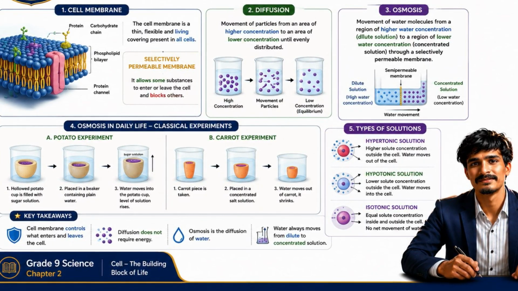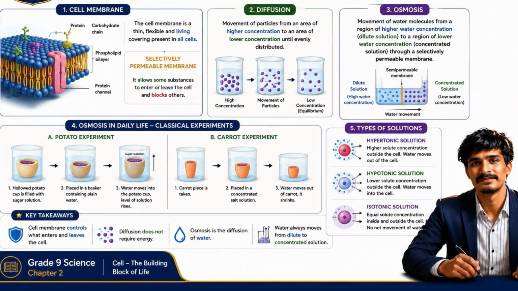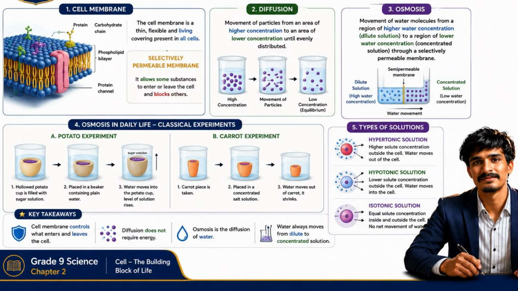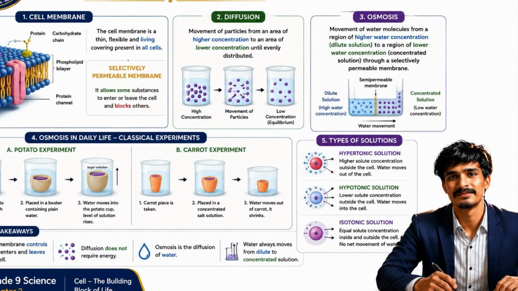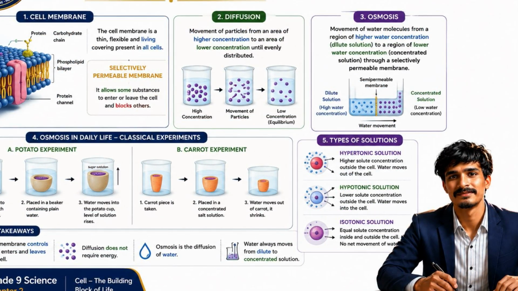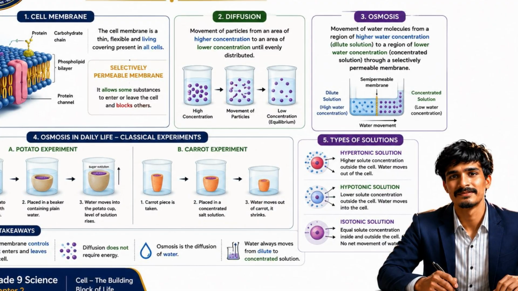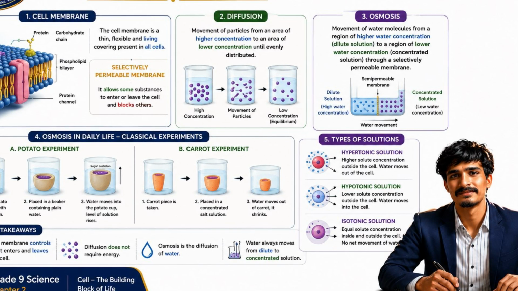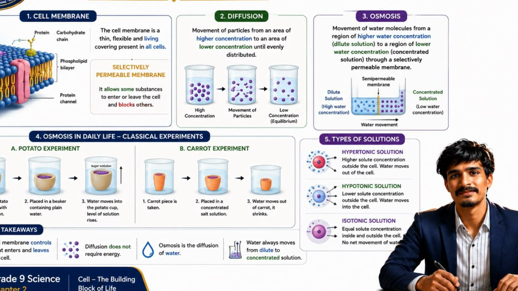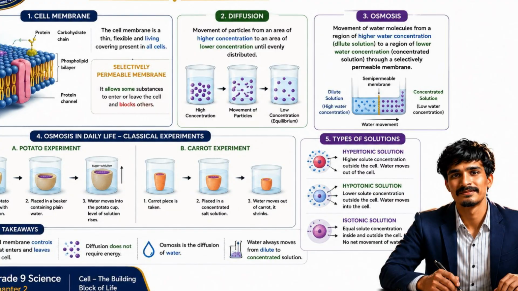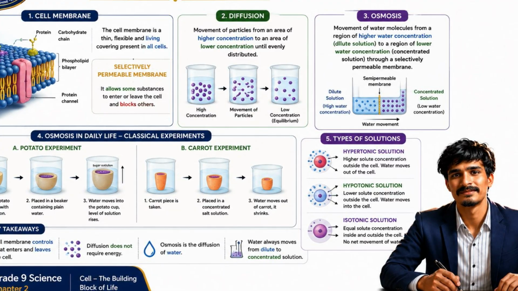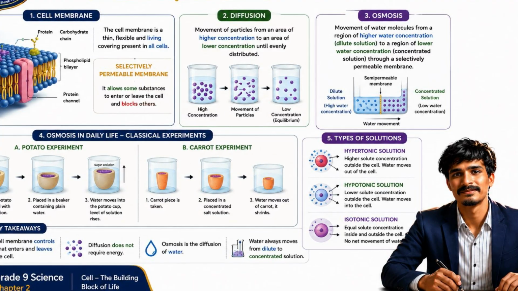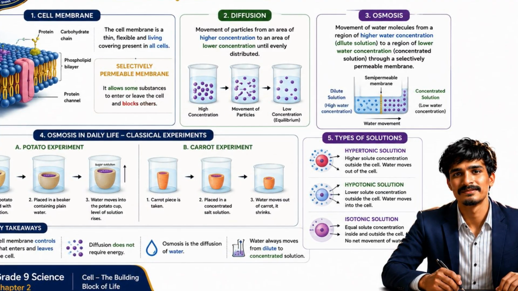Now let us discuss another important process called osmosis. Osmosis is a special type of diffusion. It refers specifically to the movement of water molecules through a selectively permeable membrane from a region of higher water concentration to a region of lower water concentration. In simple words, water moves from a dilute solution to a concentrated solution through a selectively permeable membrane. Remember this definition carefully because it is frequently asked in examinations.